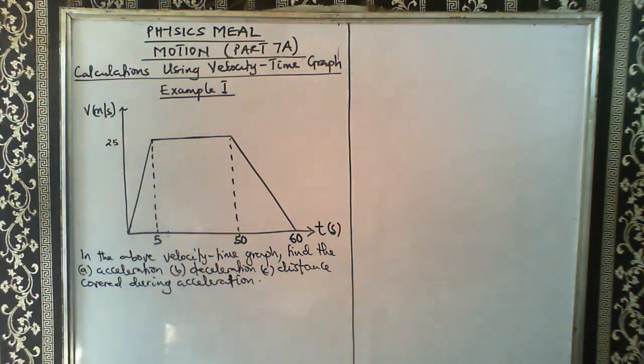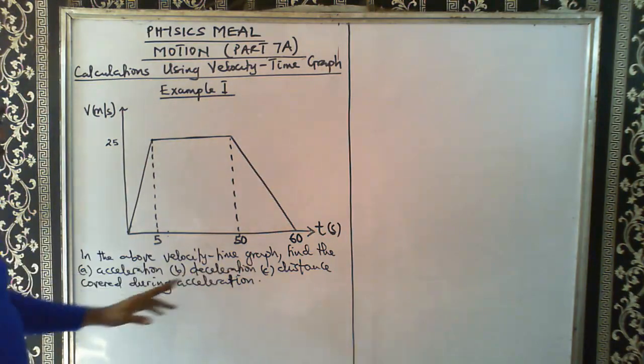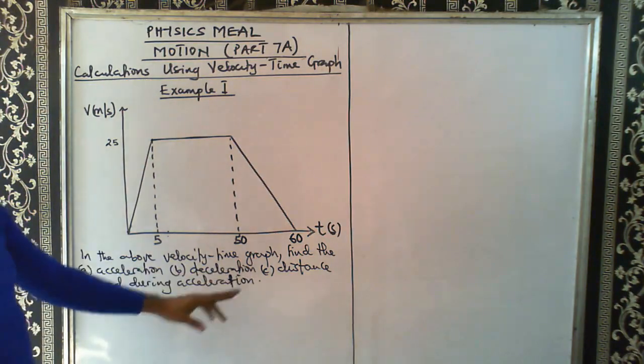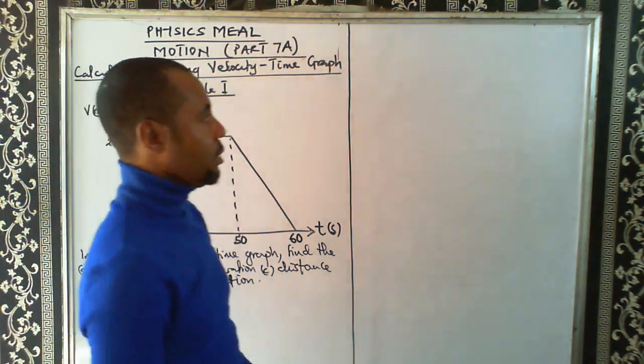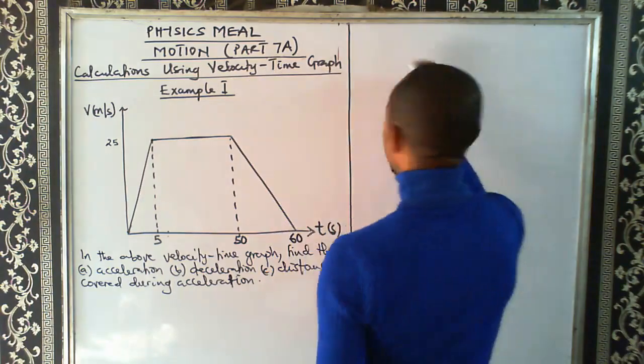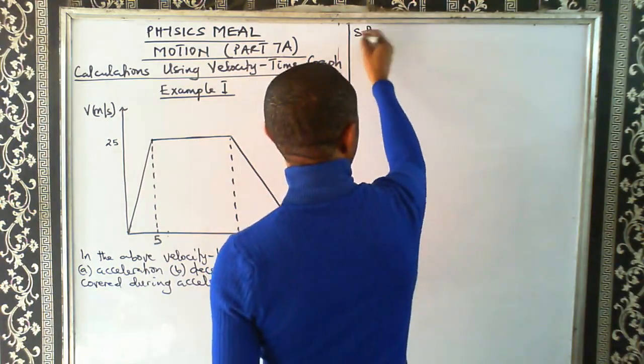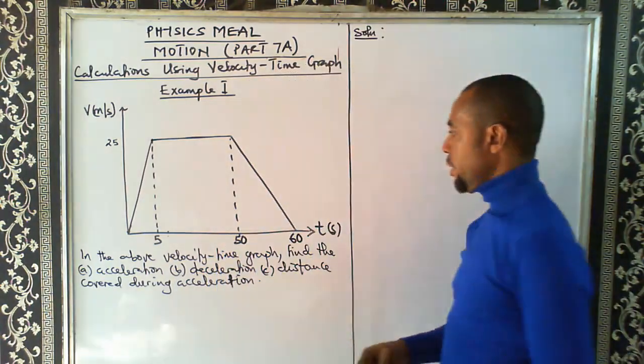All right, we're given a question. Example 1. We're given a graph. They say in the above velocity time graph, find the acceleration, the deceleration, the distance covered during acceleration. So let's look at that together.